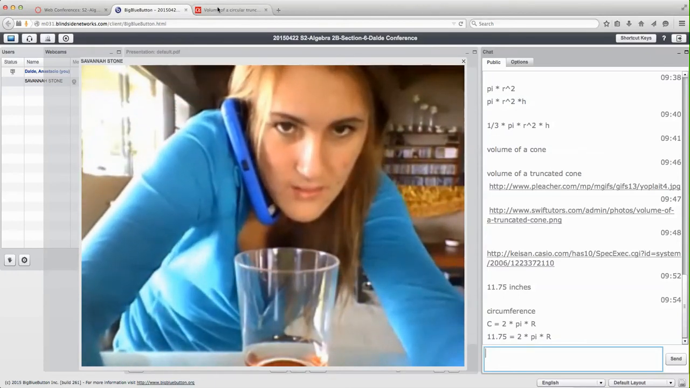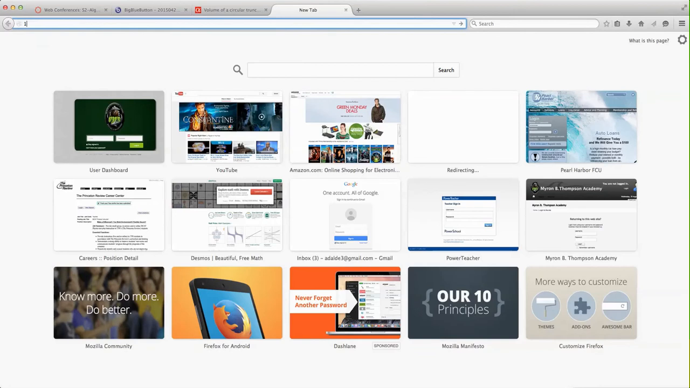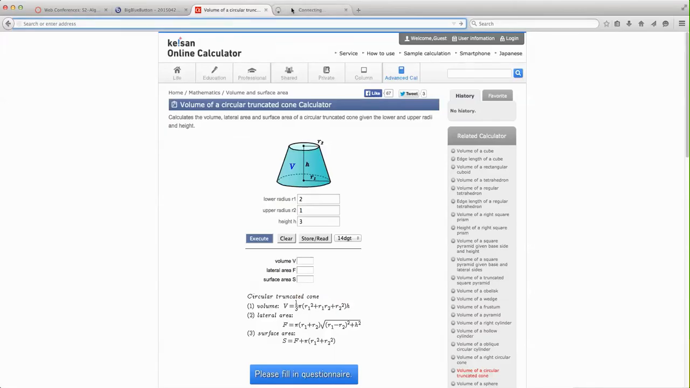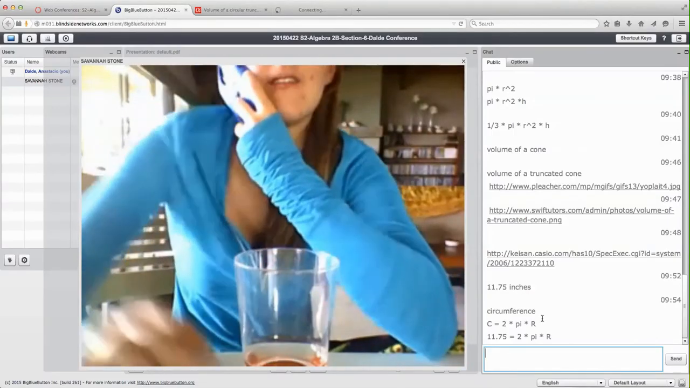1.87. All right, let me just double check that because I'm not sure. 11.75 divided by 2 times pi. Okay, wait. Google is thinking. I don't know why it takes so long to think. I mean, come on, Google, you're a calculator as well. All right, you know what? I'm just going to type it in myself.